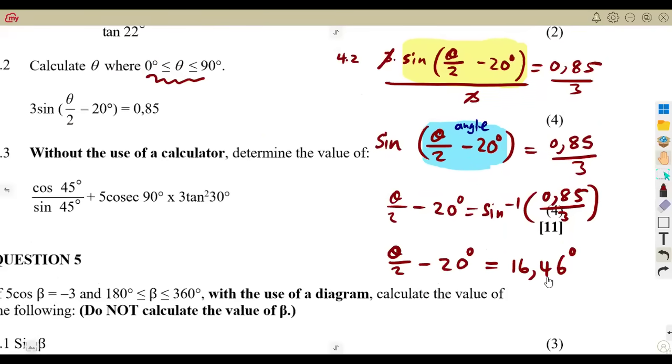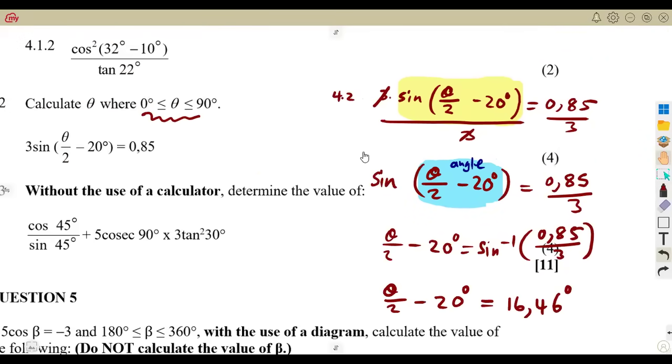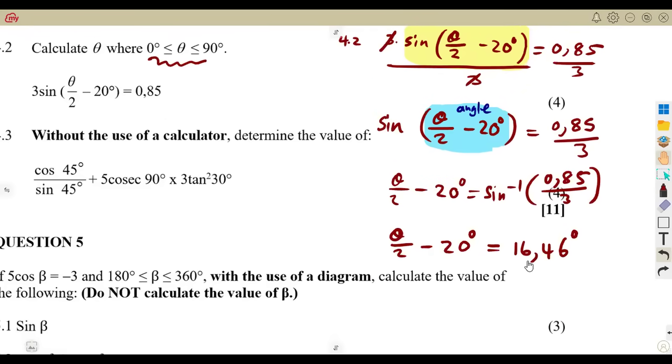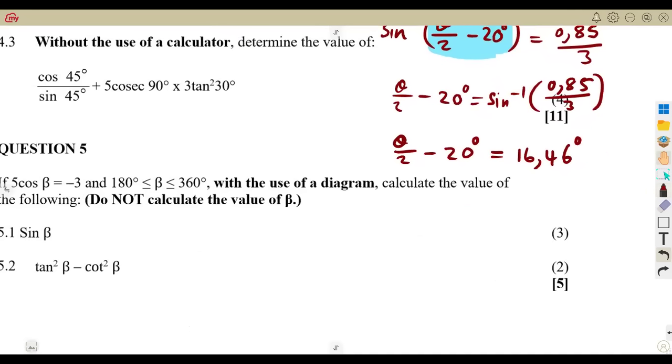So as you can see, since they need us in between 0 and 90, there's no need for us to find any other angle. We're just going to use this. All right, so in between that interval, we are going to have our answers. So this is now a normal equation because these are degrees, and you are going to have your theta also in degrees. So you can transpose the 20 to the other side. It was a minus, so it is going to be a positive 20 on the other side. So that means theta over 2 is equal to 16.46 plus 20, which is going to give us 36.46 degrees.